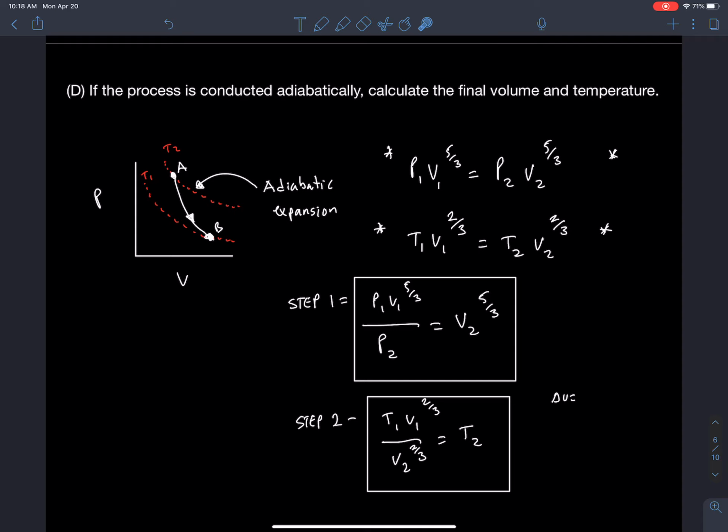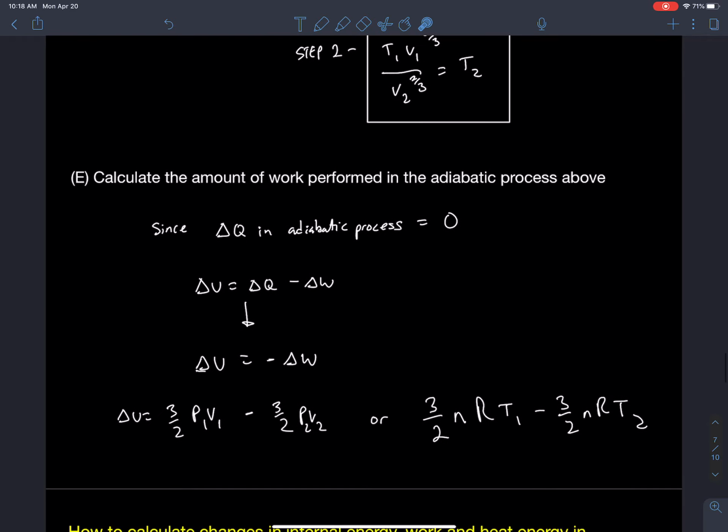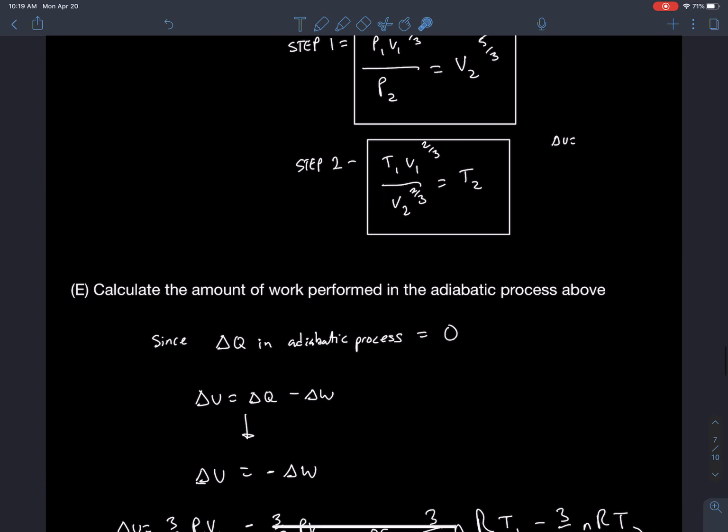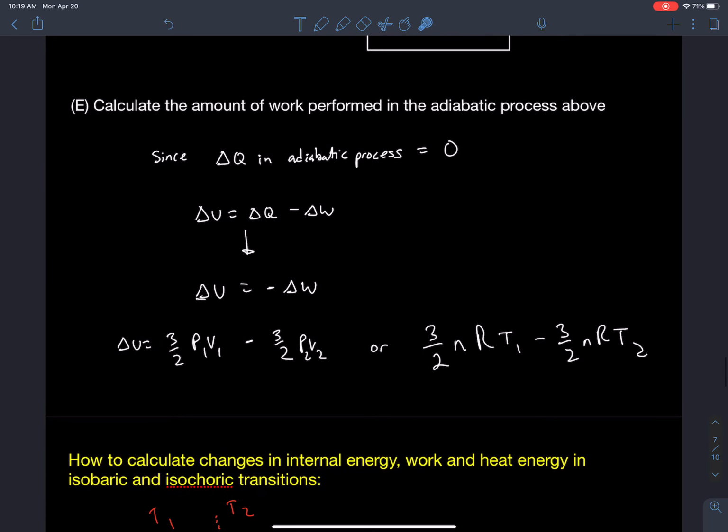Well, I can use that to calculate my change in internal energy, which would allow me to calculate the area under that graph, which would give me the work done. So to calculate the amount of work performed, I can look at the first law of thermodynamics. Because the change in heat energy in an adiabatic process is 0, my change in internal energy is equal to the negative of my change in work. Then I can calculate my change in internal energy by plugging in the values that I measured here, either this one or this one, and then that would be negative work.